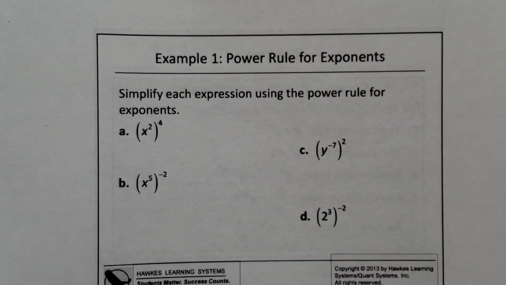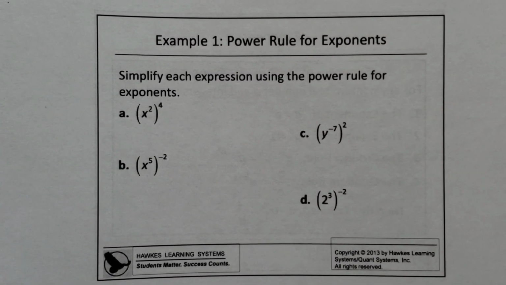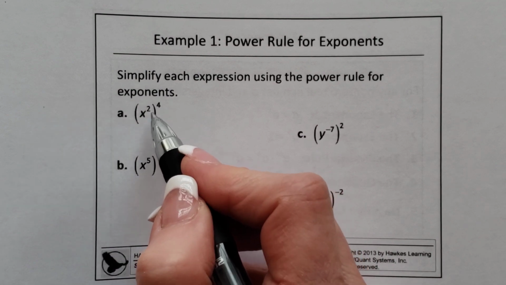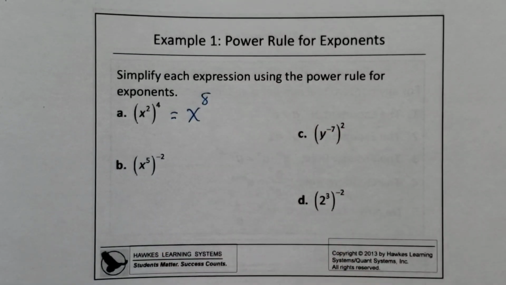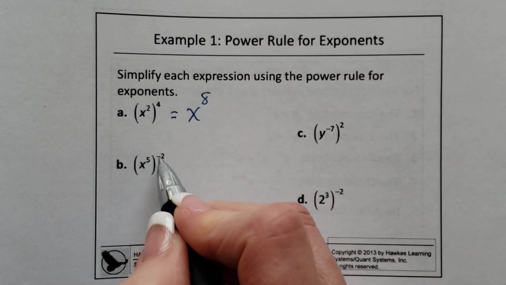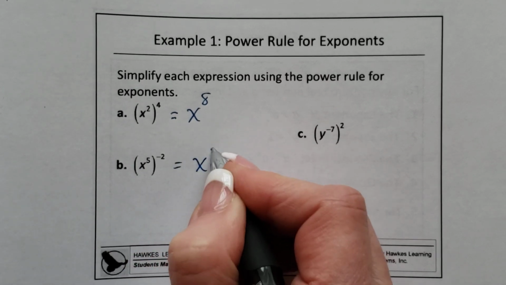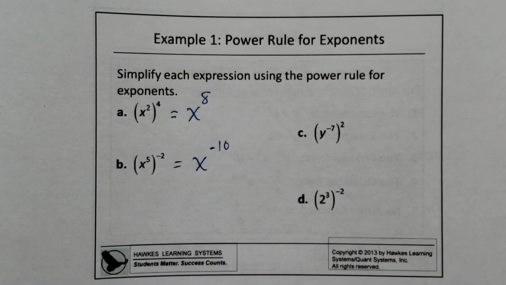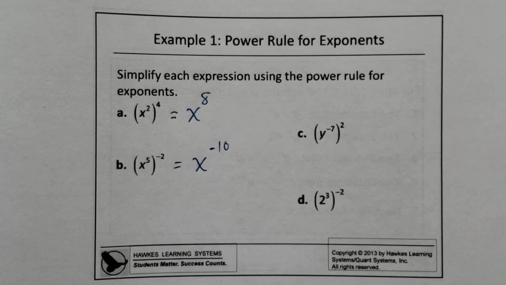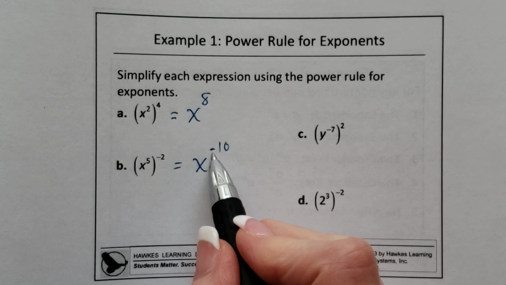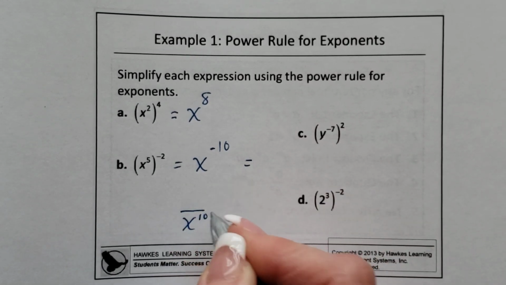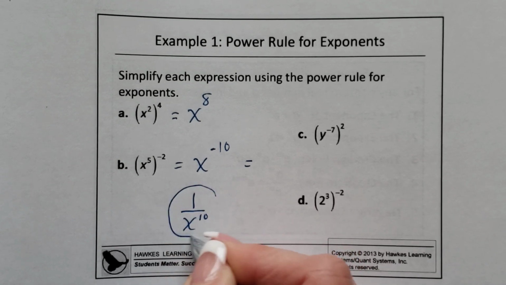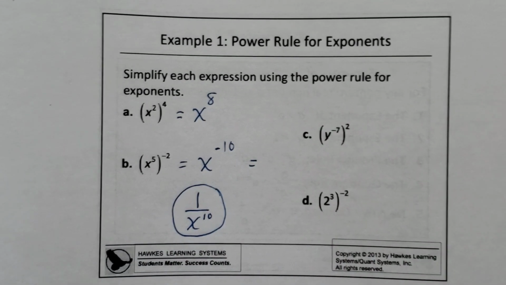All right, so going on to example 1, letter A, we have x squared raised to the power of 4. So the power rule says you multiply the two exponents when it's a power raised to a power. So 2 times 4 is 8. Letter B, 5 times negative 2 is negative 10. Now it's never considered simplified unless you have positive exponents. So the only way to make that a positive 10 is to drop this whole thing down to the denominator. The negative sign goes away. And you can't leave it blank on the top, so you have to put a 1.